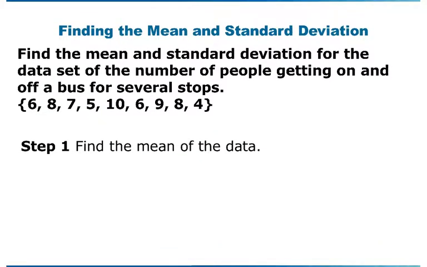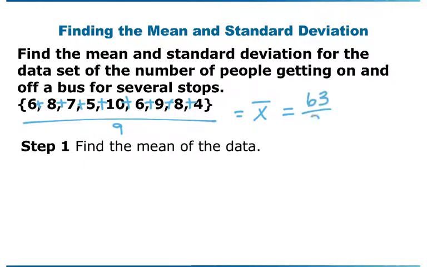So let's find the mean. The mean is going to be all of these added up together, and then divided by the fact that there are 9 of them. And again, that's going to be your X bar or your mean. So the value is 63, which we will be dividing by 9. And so we end up with a mean of 7.